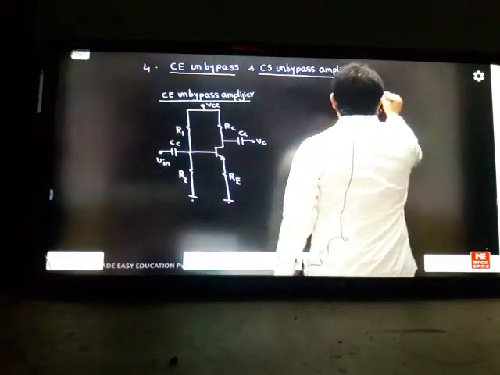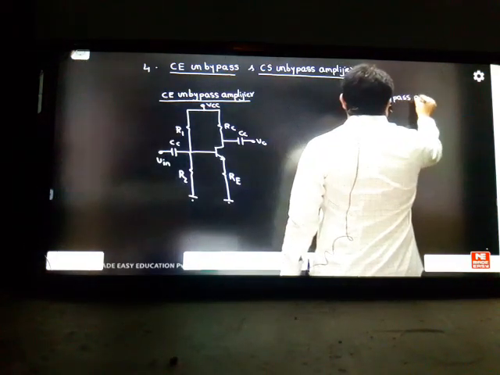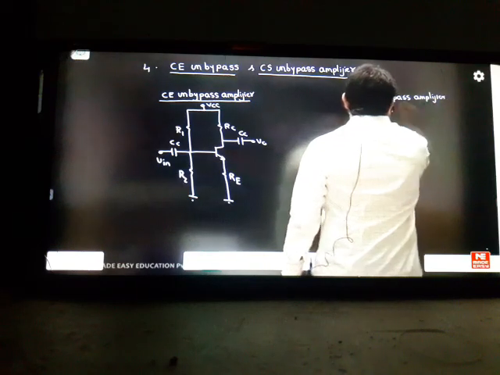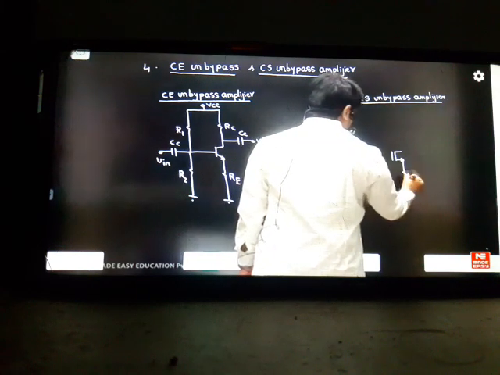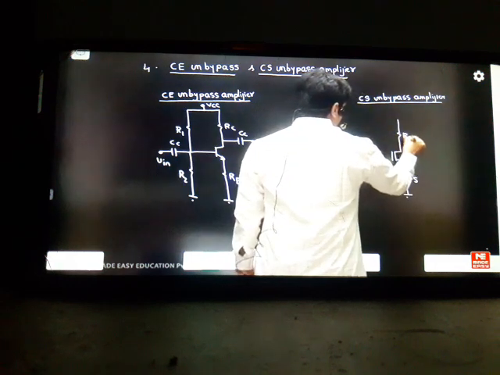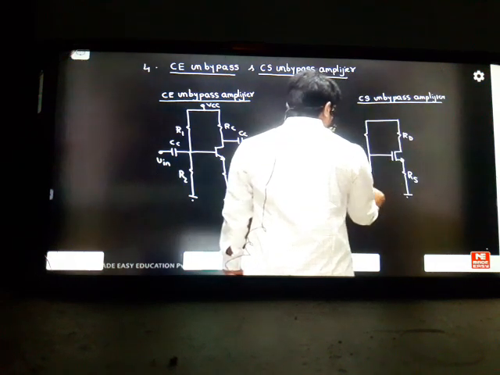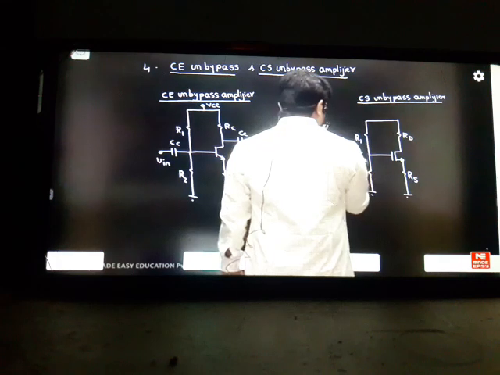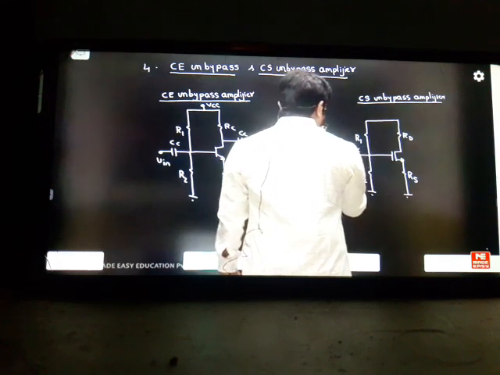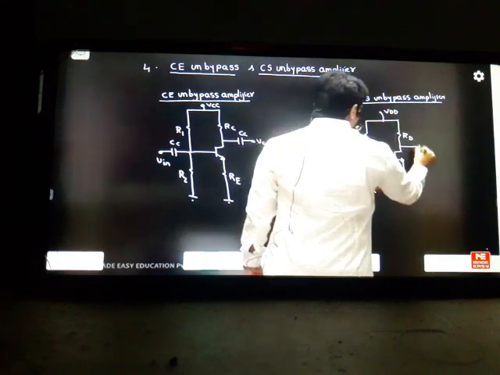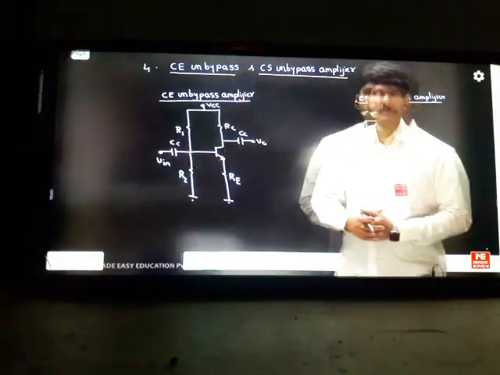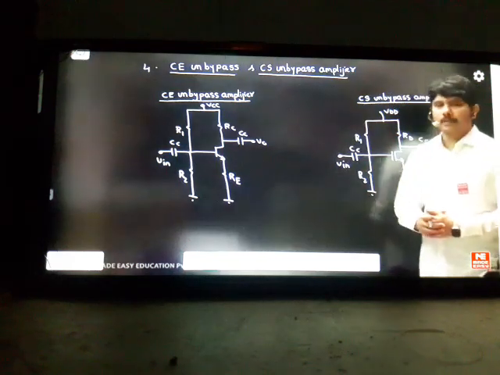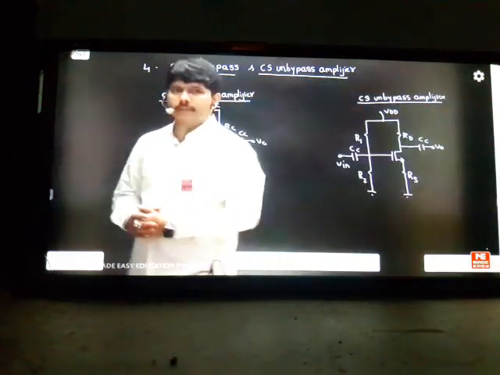Common source unbypassed amplifier. Same design for common source unbypassed. We have RS, RD, R1 and R2. Coupling capacitor CC, this is VIN, this is VDD, this is your output. So you can see 2 amplifiers I have designed. Just note these 2 designs. One is common emitter unbypassed, and the other one is common source unbypassed. What is the difference you can see between these 2 amplifiers?